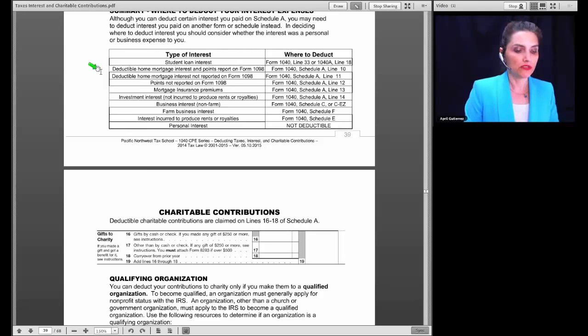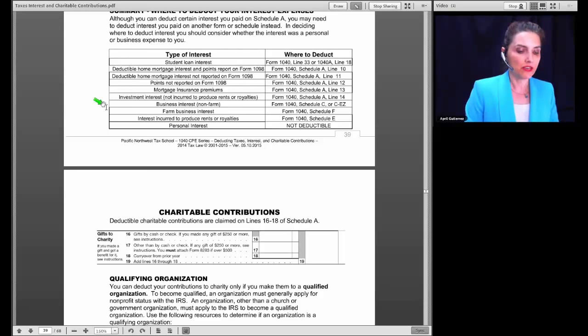Deductible home mortgage interest and points that are reported on a Form 1098, those go on Schedule A, line 10. Mortgage interest not reported on 1098 goes on line 11, and points not reported on a 1098 go on line 12. Mortgage insurance premiums go on line 13 of Schedule A. Investment interest that is not incurred to produce rents or royalties goes on Schedule A, line 14.